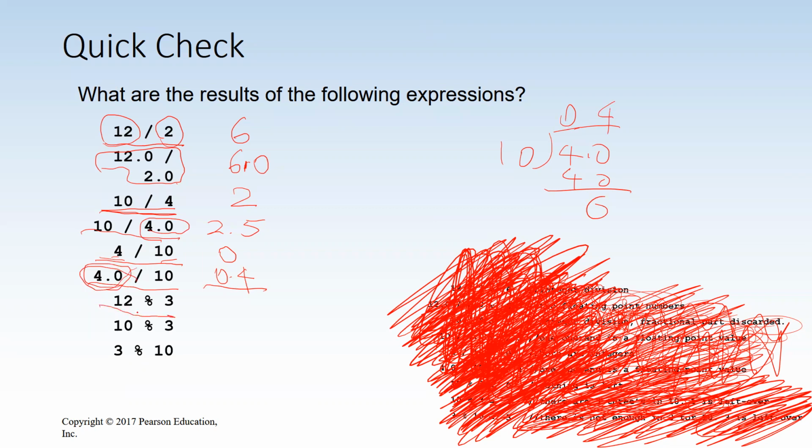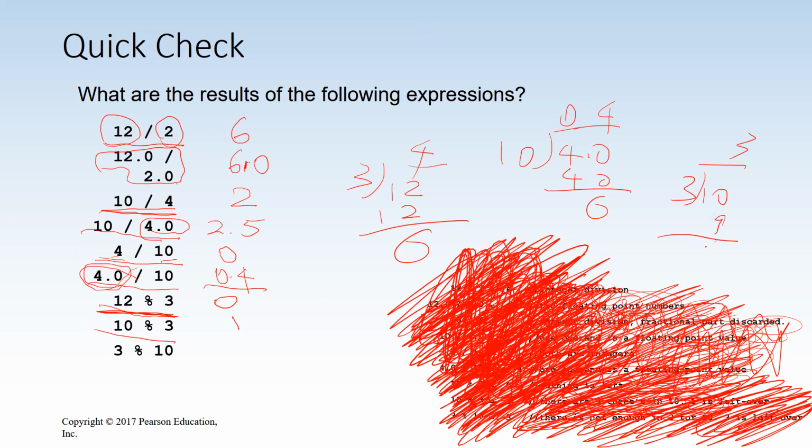What is this? 0. Do you all agree? Yes, 0. Okay, so this is 0. What about this? 1. Yes, because 3 times 3 is 9, and then you got 1 left over. What about this? Is it 0 or 3? 3. Okay.